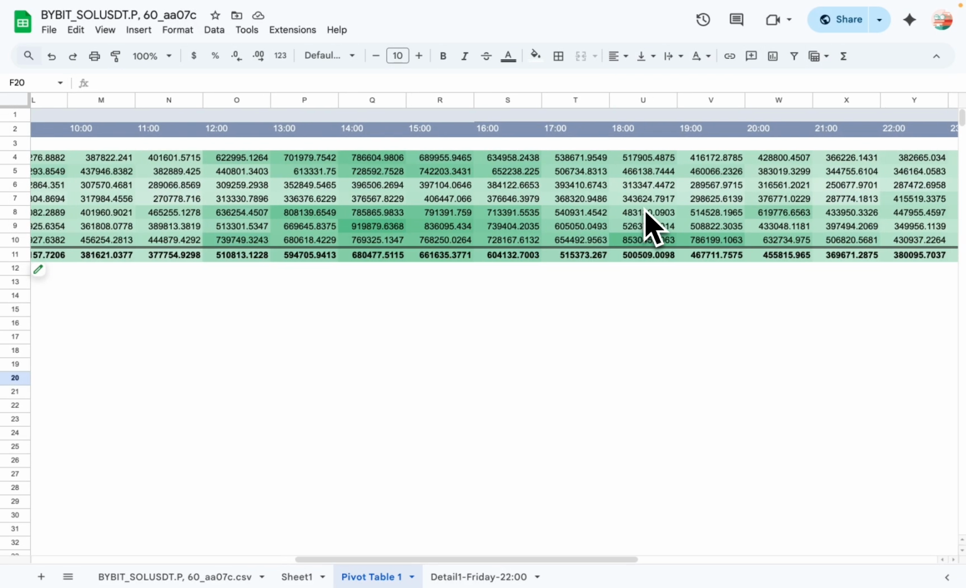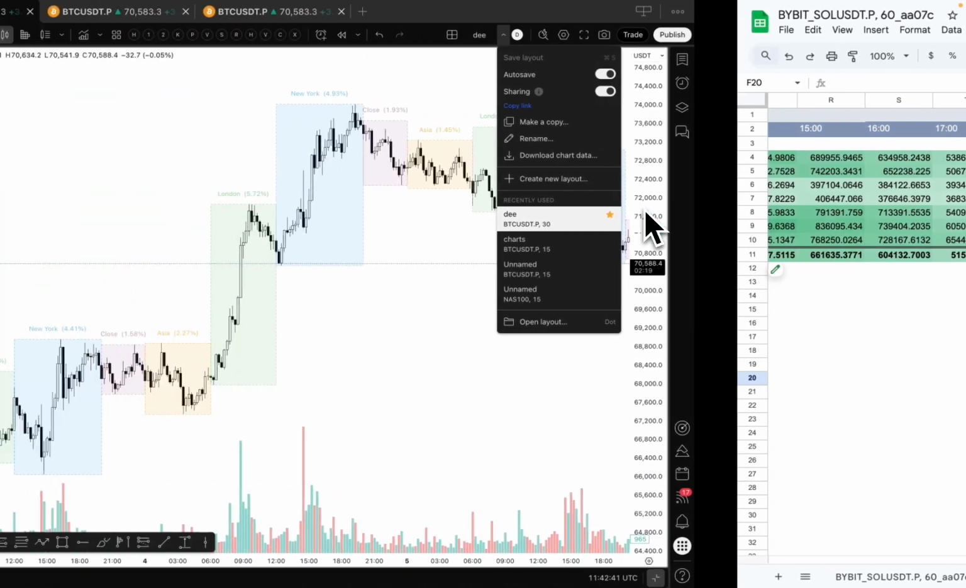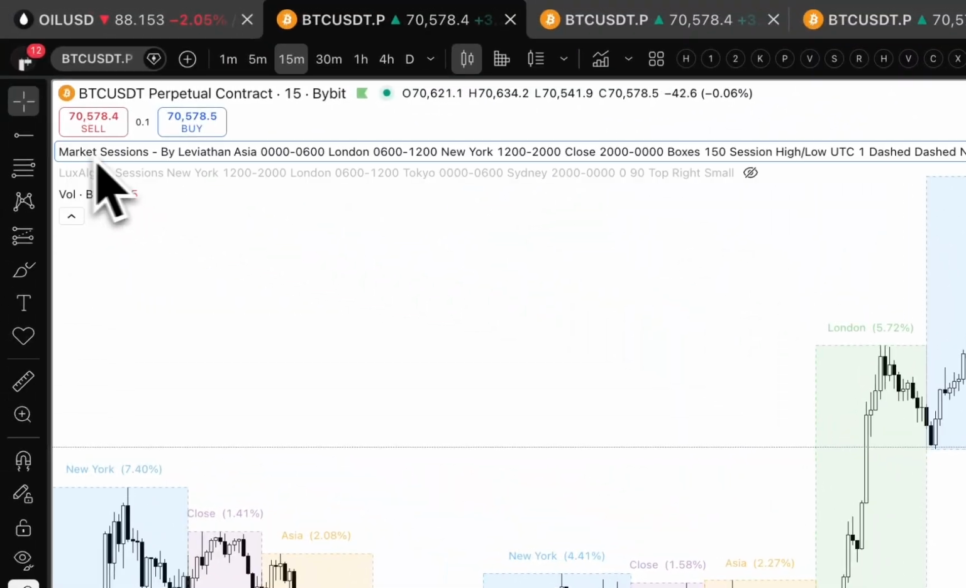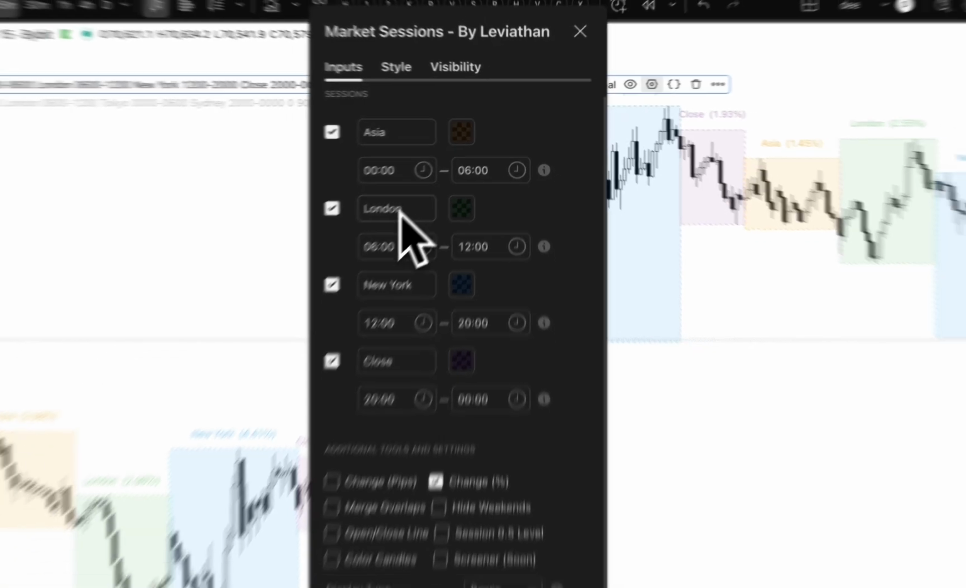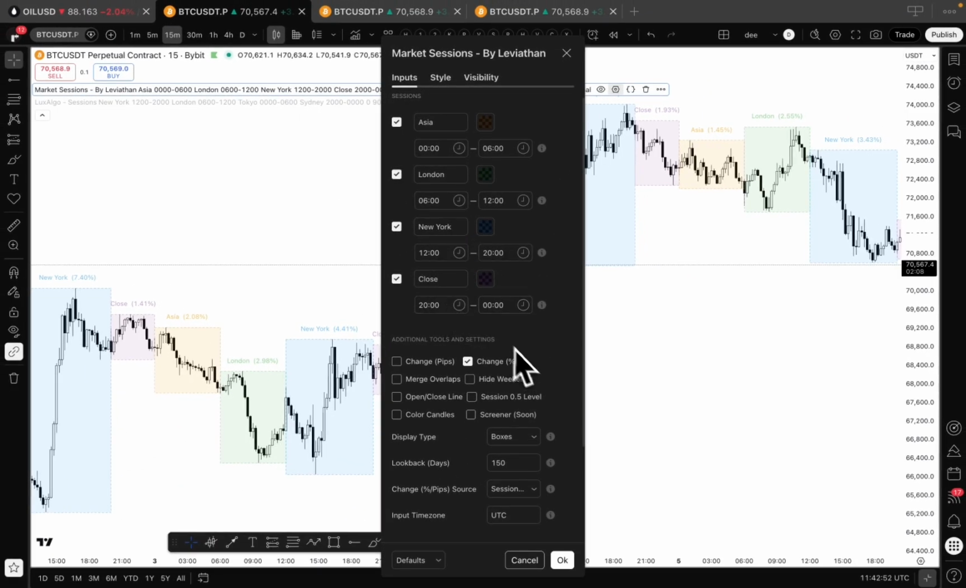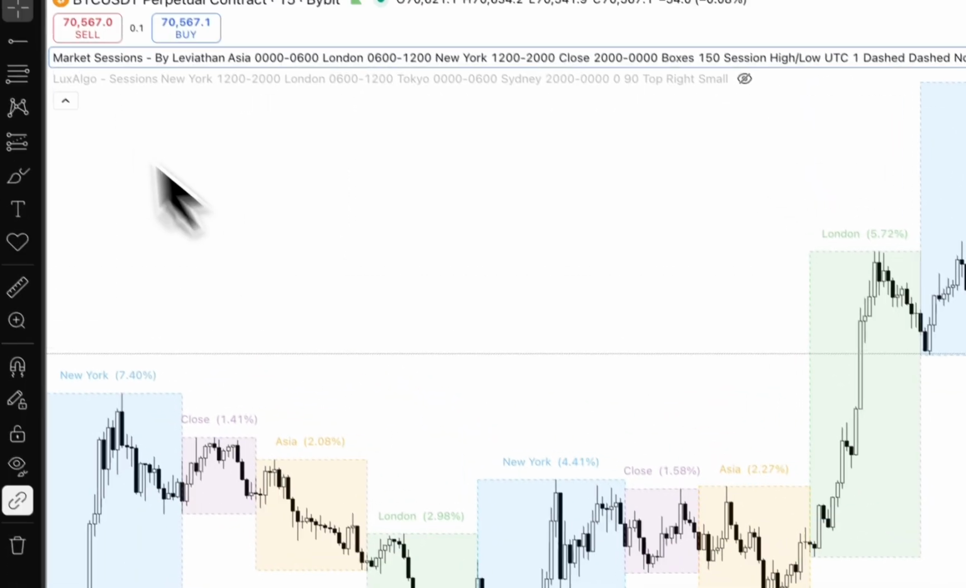So basically, this is the New York session, and I will be taking you to TradingView so you can see how these sessions are aligned on my chart. So this is it, and these are my settings for my trading sessions: Asia, London, New York, close. Remember my time is UTC. I'm not using UTC+1, I'm using the UTC time zone.